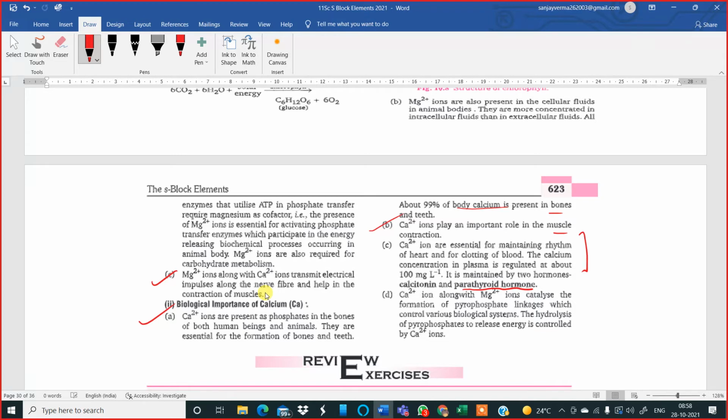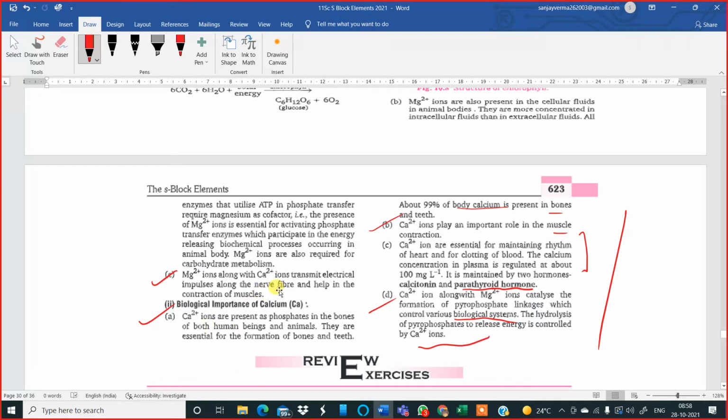It is a disease. Okay, calcium along with magnesium ions catalyze the formation of pyrophosphate linkages, which control various biological systems. The hydrolysis of pyrophosphates to release energy is controlled again by calcium ions. So this brings us to the end of this chapter, that is S block elements.